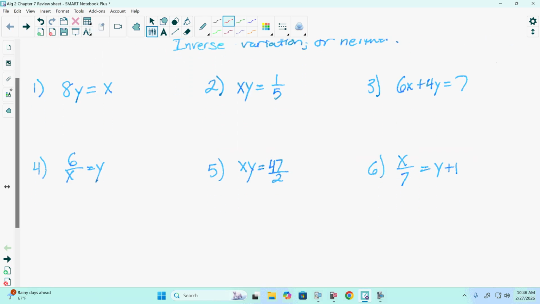So if we look through this here, number 1, 8y equals x would be direct variation because we have the variables on opposite sides. They're both in the numerator. It is direct, because we could also have rewritten this, we didn't have to, y is equal to 1/8 x, or x divided by 8. Same form. Let's look at number 2. x times y equals 1/5 would be inverse, because it matches up to our inverse form.